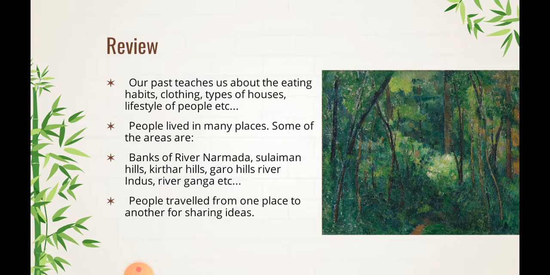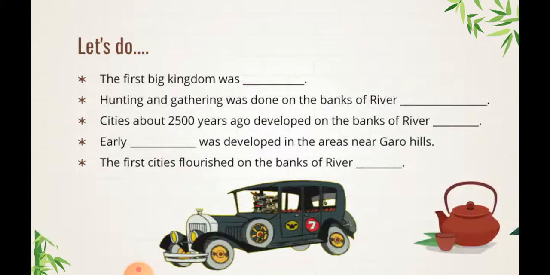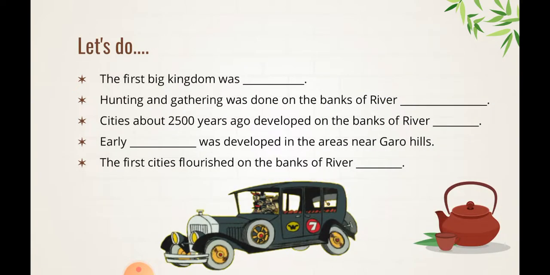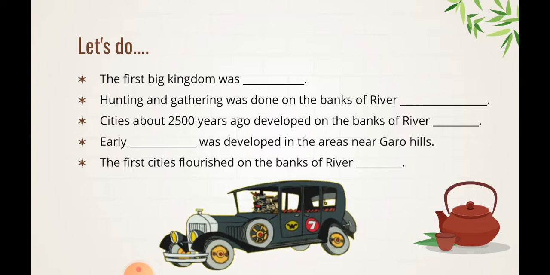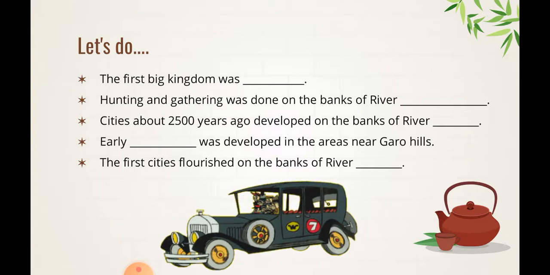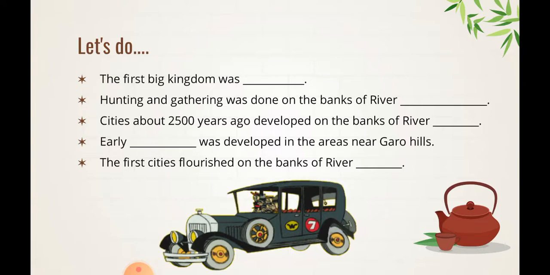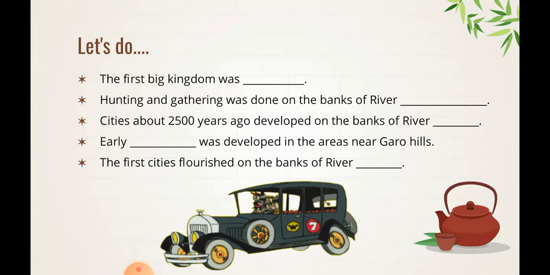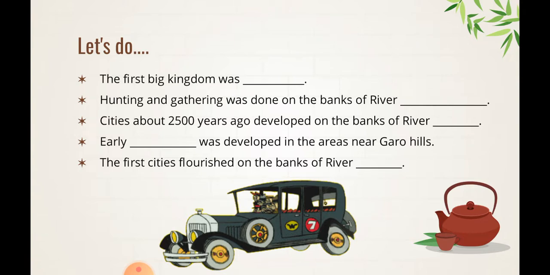So now I want you to write the answers for some of the questions given here. Some fill-ups I have added. I'll read it for you. The first big kingdom was dash. You have to name the kingdom. It was on the banks of river Ganga.